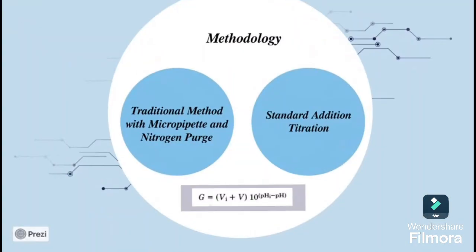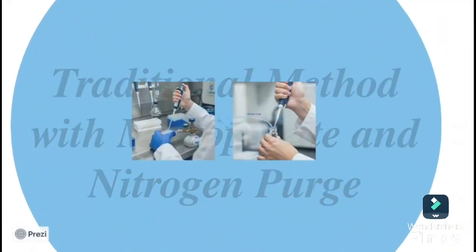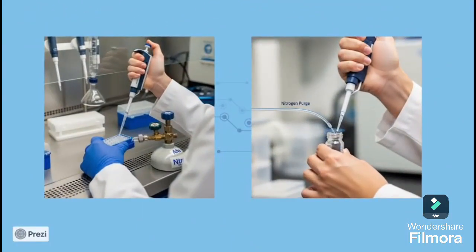Methodology: the traditional method with the micropipette and the nitrogen purge. This is the method normally used by researchers in specialized laboratories because it's the most accurate. A micropipette is used because the acidity of the rain is so low that only a minimal amount of the base is needed, less than 1 milliliter for 100 milliliters of sample.